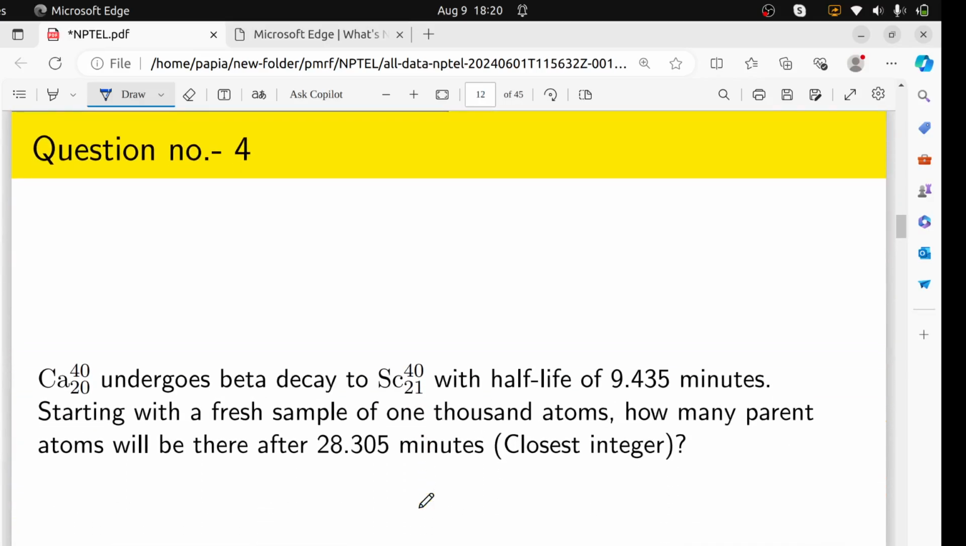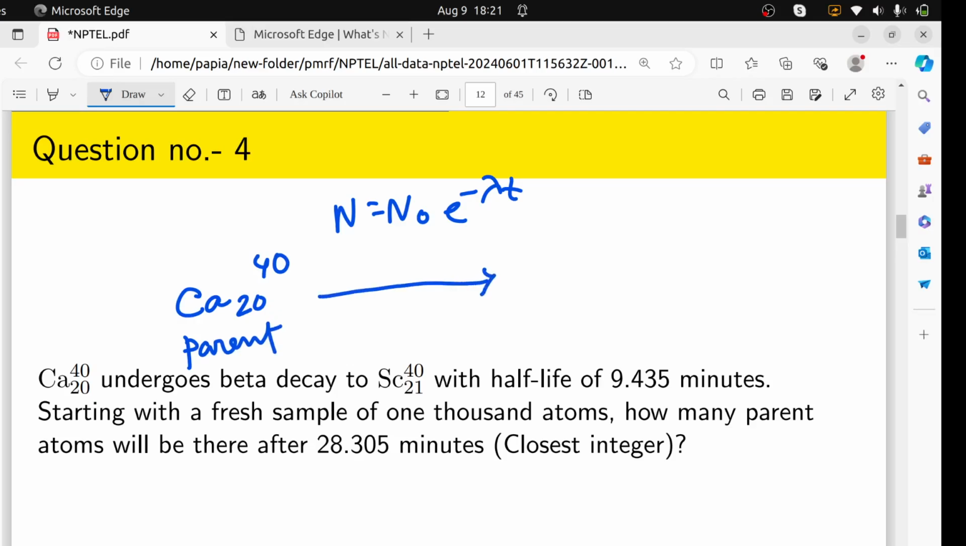Okay, so maybe we can go to the fourth question. The fourth question is: calcium 20 40 undergoes beta decay to scandium 21 40 with a half-life of 9.435 minutes. Starting with a fresh sample of 1000 atoms, how many parent atoms will be there after 28.305 minutes? I have already told you that this is also a radioactive question. So obviously the expression will be N equals to N0 e to the power minus lambda t. For this case, calcium 20 40 was there as the parent.